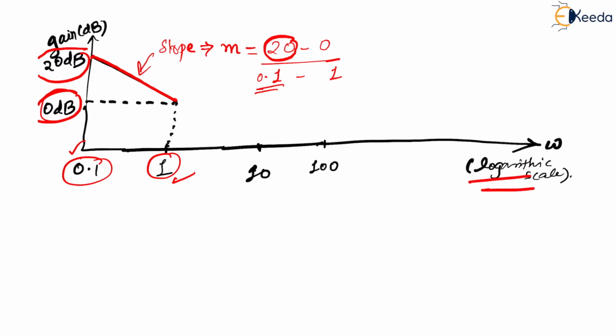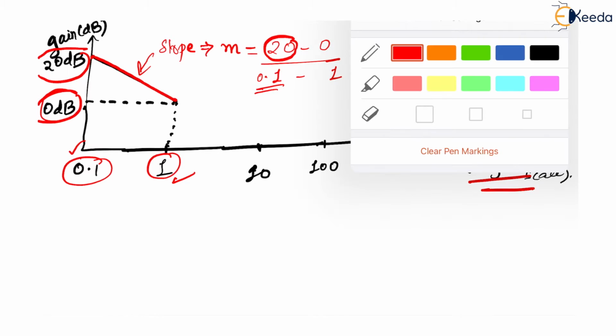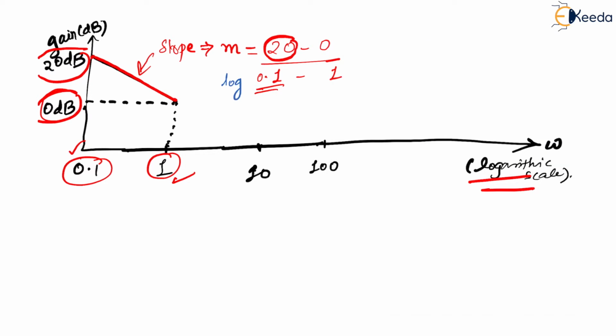No. Why? Because it is a logarithmic scale, so we need to respect the scale. Respecting the scale means I will have to write log to the base 10 of 0.1 minus log to the base 10 of 1. Why base 10? Because the divisions are in multiples of 10; the multiplication is by 10, hence it is always base 10.